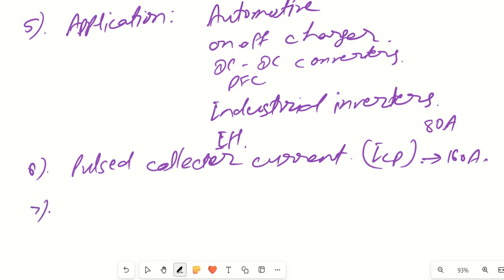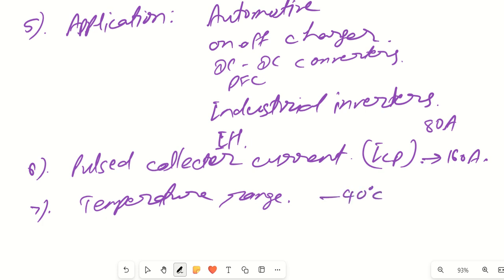Then of course we have to have the operating temperature range. So what is the temperature range the IC can work on? Let us say it can work from minus 40 degrees centigrade to 175 degrees centigrade or something like that. Okay. So this is one of the important parameters that we need to take care of.